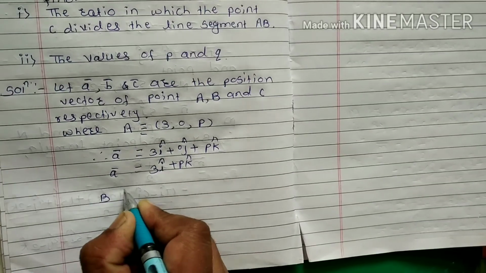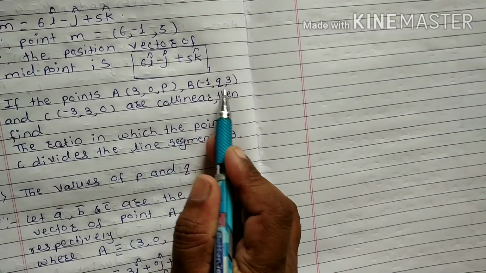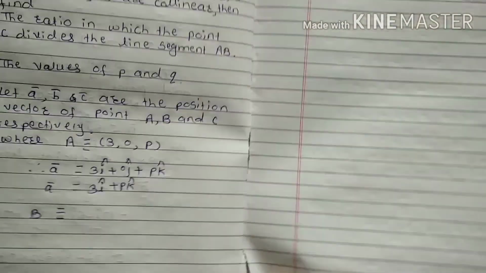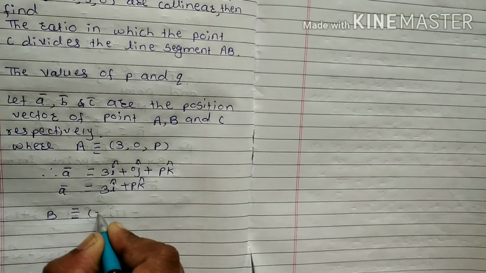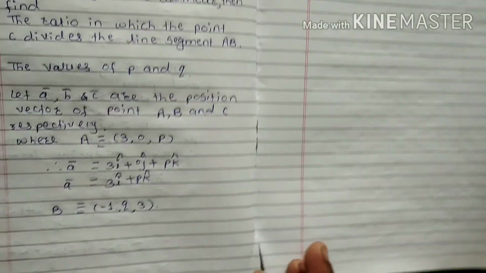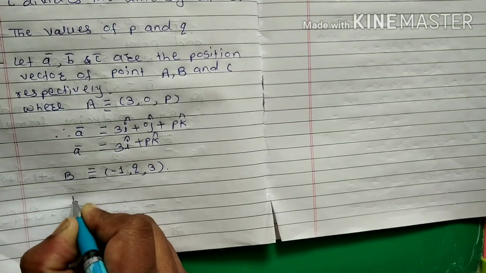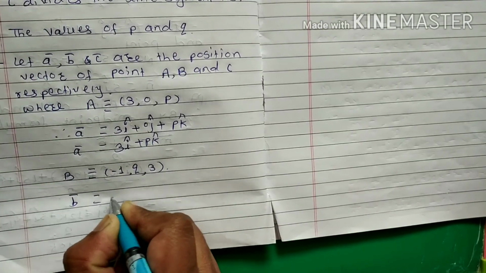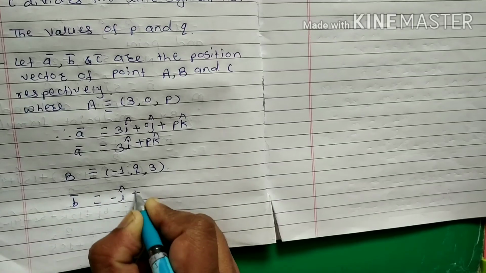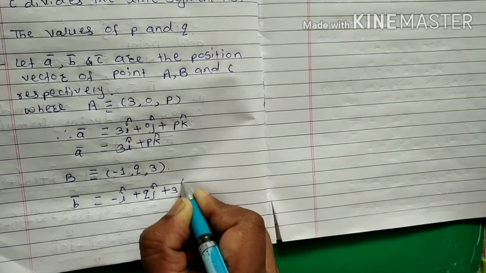And also B is equivalent to (-1, Q, 3). That is (-1, Q, 3). Then we find its position vector. Therefore the position vector of B bar is equal to minus i cap plus Q j cap plus 3 k cap.